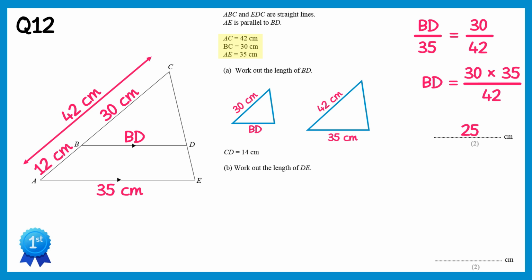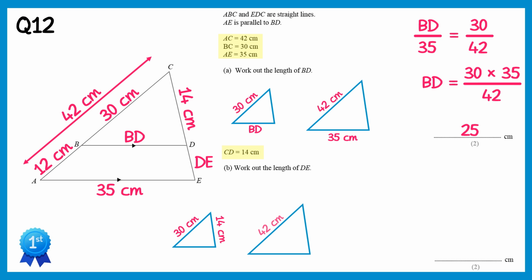We're now given some extra information. We're told CD is 14, so we can add that to the diagram as well. We need to work out the length of DE, so we'll label that. Again, we'll draw two triangles. For the small one, we have 30 on the left and 14 on the right, and for the larger one, it's 42 on the left, and the right is 14 plus DE, since we need to add CD and DE together.